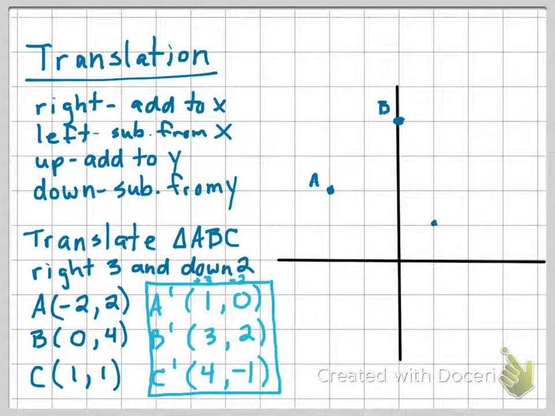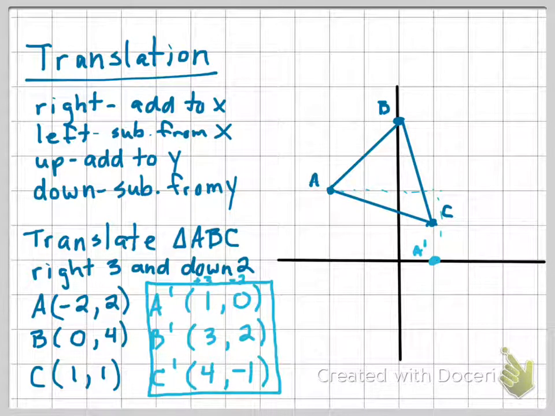So now I'll give you the graphical representation of that. This is the original triangle. And if I didn't want to use my rules, I can just slide this. This one's the most simple to do on the graph. I'm going to start with A. I'm going to move it to the right 3 and down 2. So I go right 3, down 2, and there's A prime. I do the same thing with B. Right 3, down 2. There it is. And C, right 3, down 2.